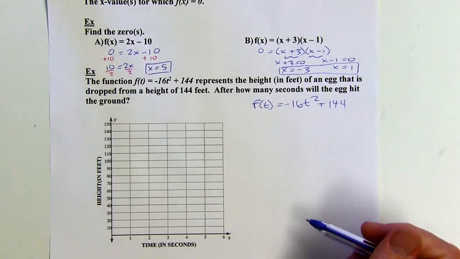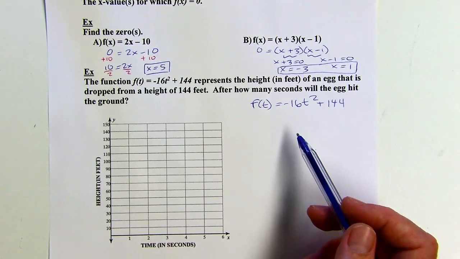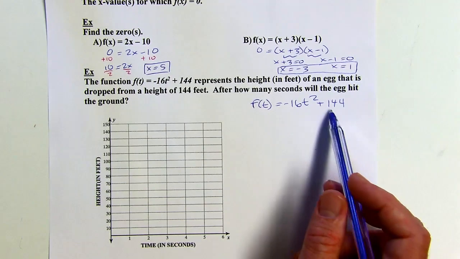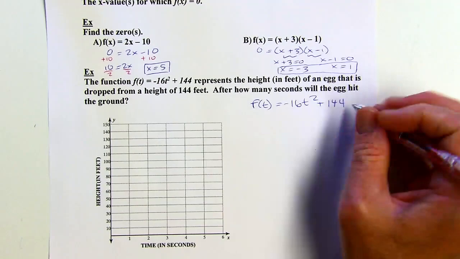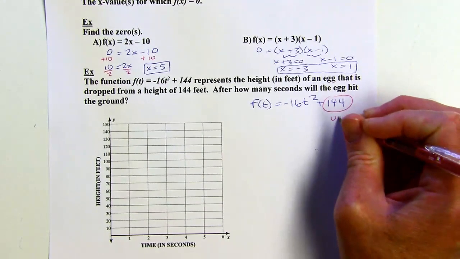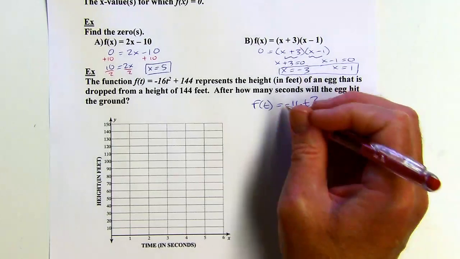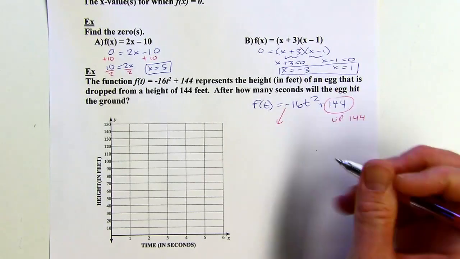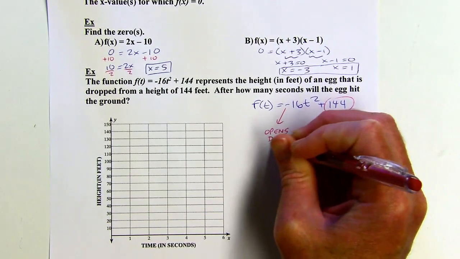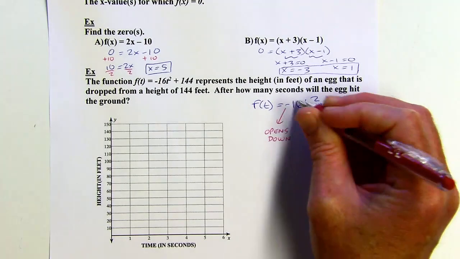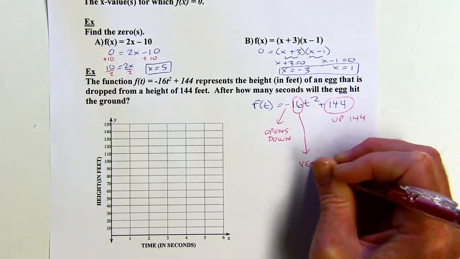Okay? You can actually just find the zeros. That will work too. But we can also look at the transformation. So the 144 means that this is going to be shifted up 144 units from the parent graph, right? The negative means that this is going to open down. Okay, and then the 16 is going to give you a vertical stretch.